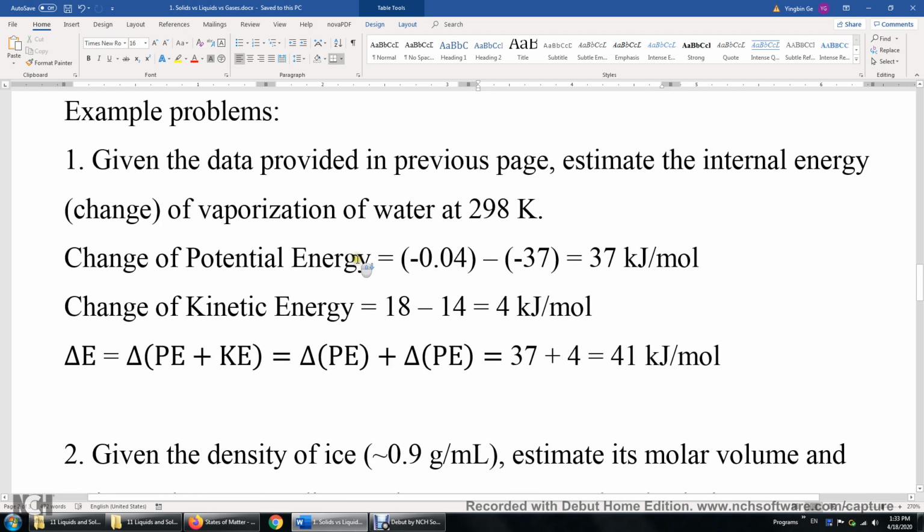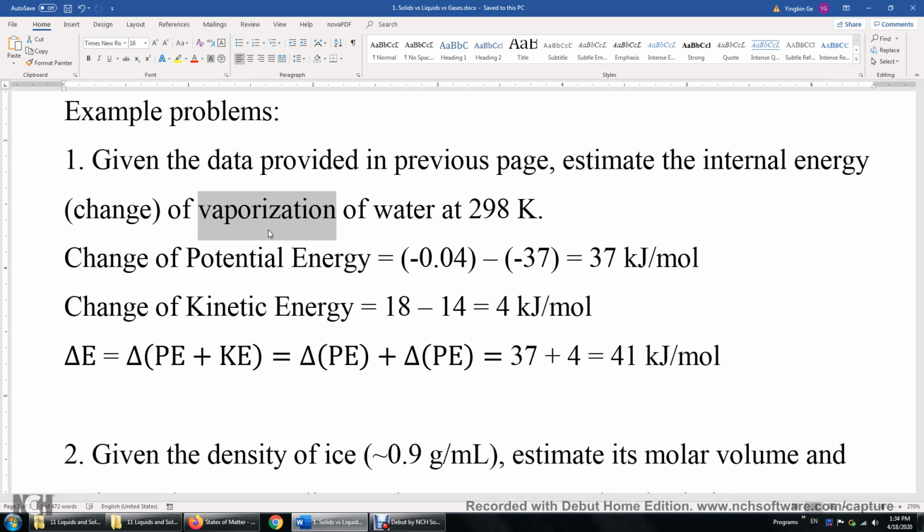Now let's work on one example problem here. Given the data provided in the previous page, estimate the change of the internal energy of water in a vaporization process. In the vaporization process, liquid water is converted to water vapor. The initial state is liquid state. The final state is gas state. So what we need to do is use the internal energy of the final state minus the internal energy of the initial state.